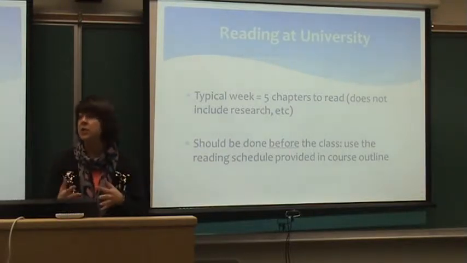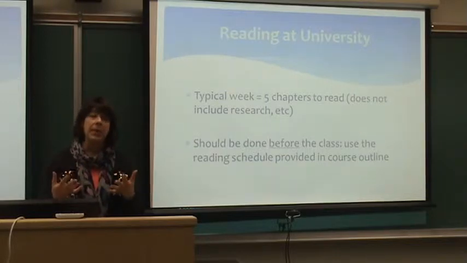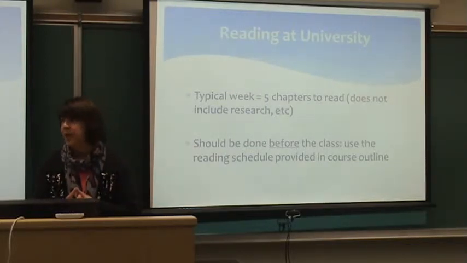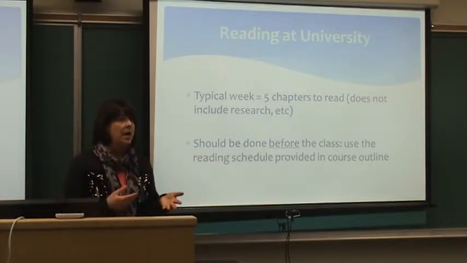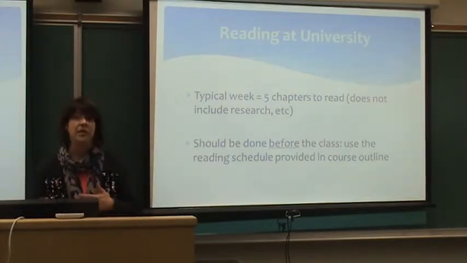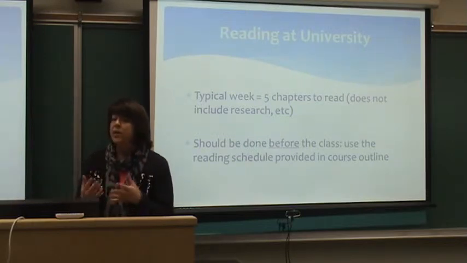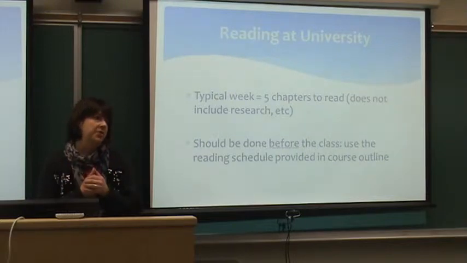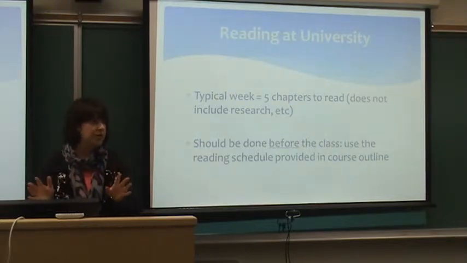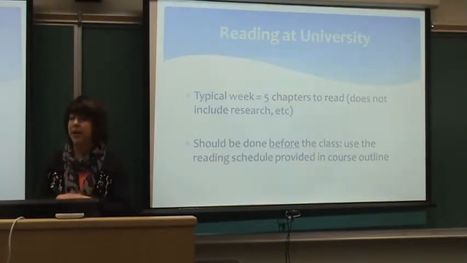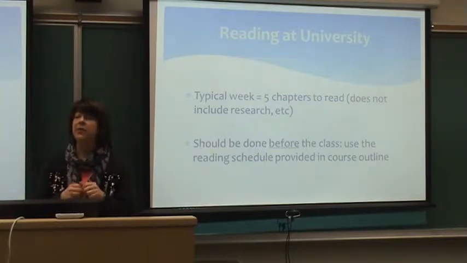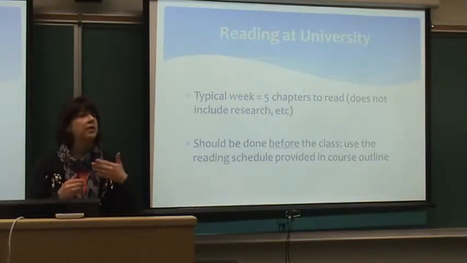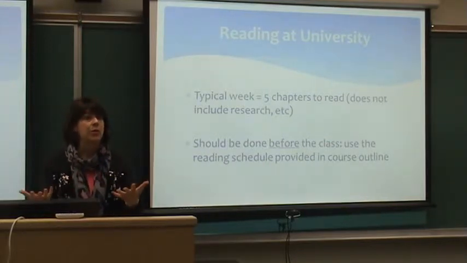Once you get into your mainstream classes at university, typically you're going to have a chapter to read for every class. Now some classes are going to have a lot more of that, and some classes don't have as much reading. It does depend on what class you're in. So we'll say a typical week at university involves 5 chapters to read. Now that doesn't include research for assignments or anything else, okay? And the idea with this reading for class from your textbooks is that you're going to get this reading done before the class. So how do you find out what to read?